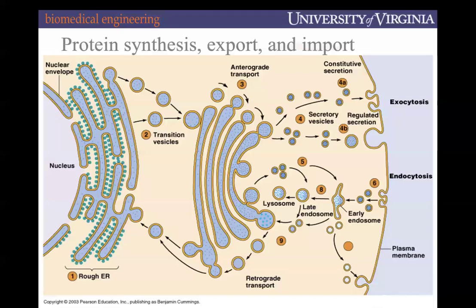So again, the trafficking of these endocytosed contents is really critical. And we're also going to talk about how these vesicles facilitate the process of exocytosis, or the process by which, when a protein is newly synthesized within the ribosome, it is transported throughout the cell, depending on what its fate is and where it's supposed to go.